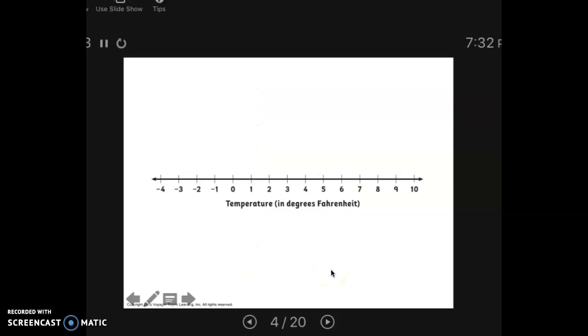We can show the change in temperature on a number line. Remember, the temperature started out at 10 degrees above 0 and ended at -4 degrees below 0. So we started with a 10 and we ended with a -4 on the number line. We can see that the temperature dropped 14 degrees total.